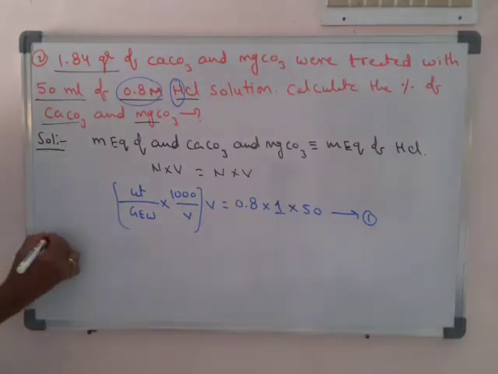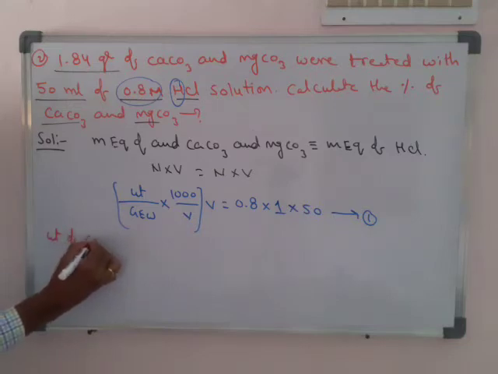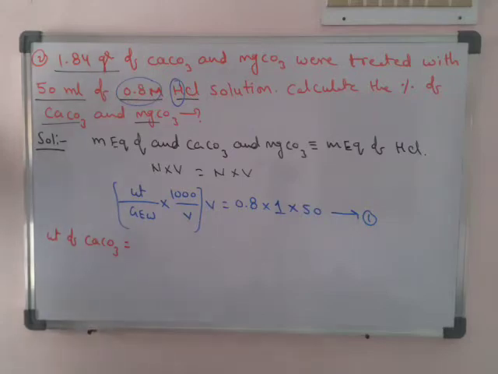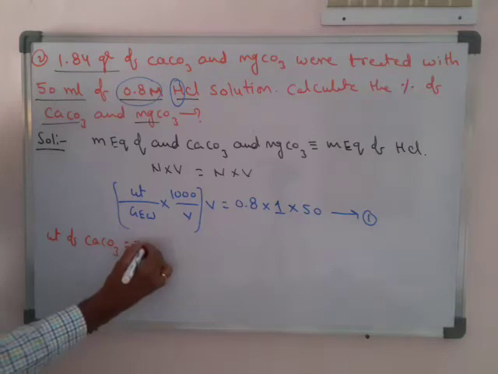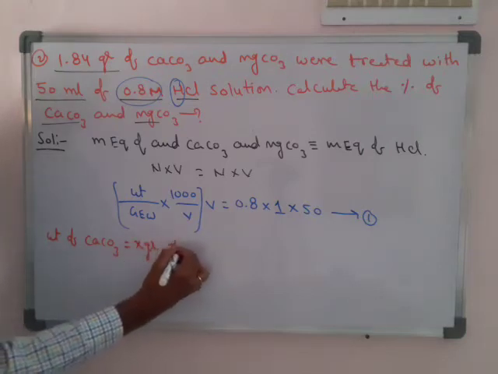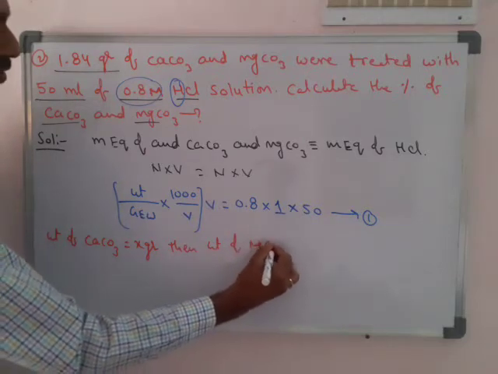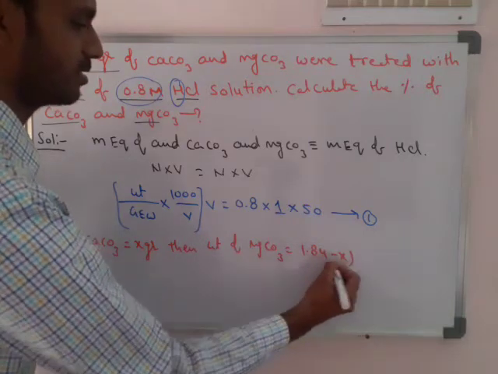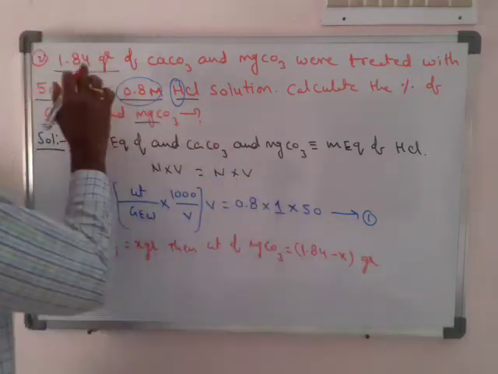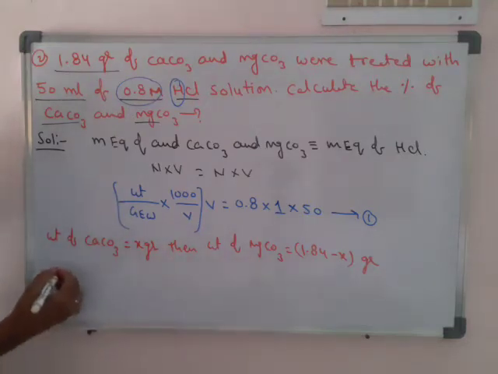So first we have to take the weight of CaCO3. So weight of CaCO3 we are taking as just x grams తీసుకుందాం. Okay, ఎట్లయితే లాస్ట్ ప్రాబ్లం SO3 x తీసుకుని, CaCO3 take as x grams. So then what about MgCO3? The weight of MgCO3 becomes simply 1.84 minus x gram. Because the total weight is given as 1.84 gram, we are taking CaCO3 x gram, so that becomes this.